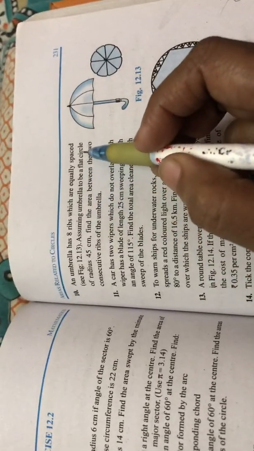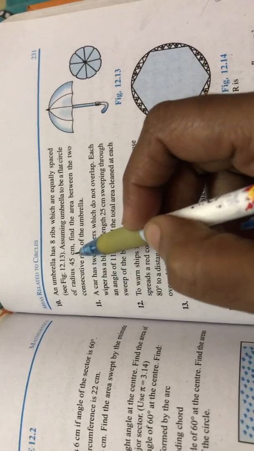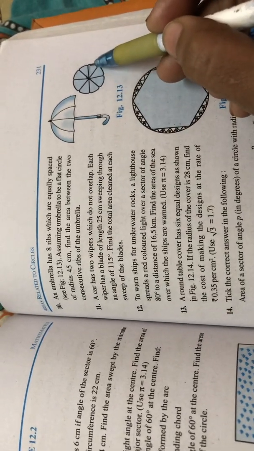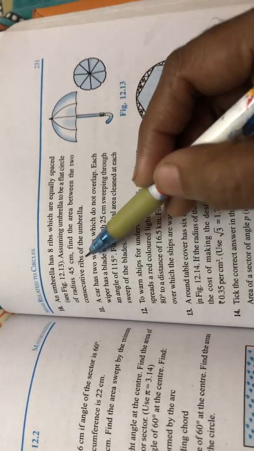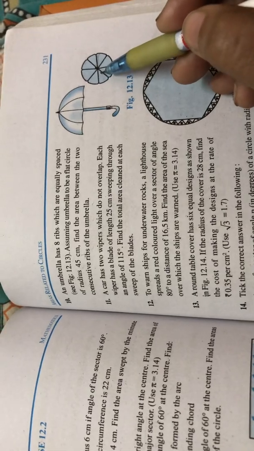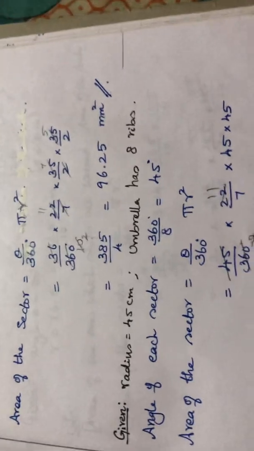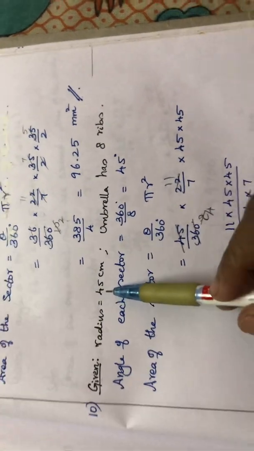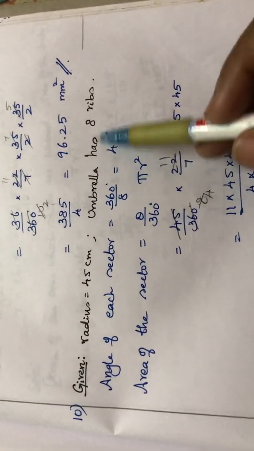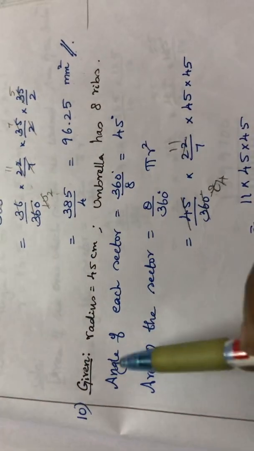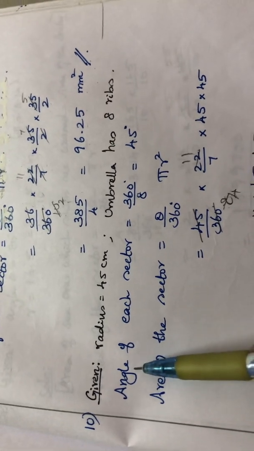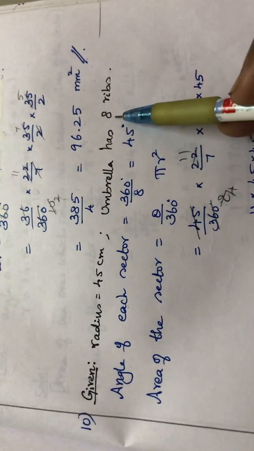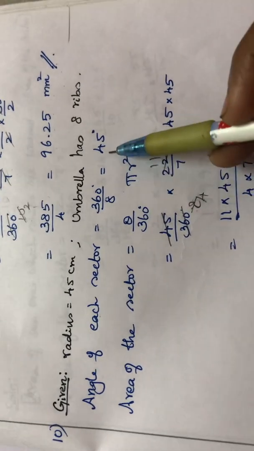Assuming the umbrella to be a flat circle of radius 45 centimeter, that is, a flat surface with radius 45. Find the area between two consecutive ribs of the umbrella. They are asking you to find that. The information given is that the radius is 45 centimeter and the umbrella has 8 ribs. So what is the angle for each sector? The angle of each sector is 360 divided by 8 ribs, which is 45 degrees.